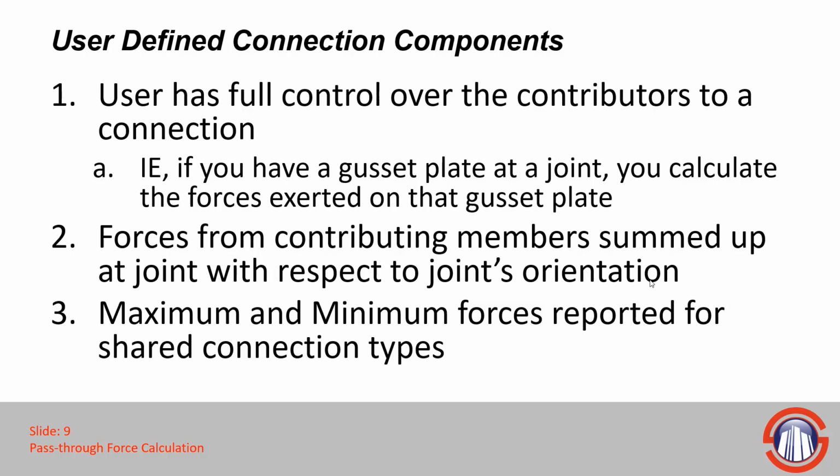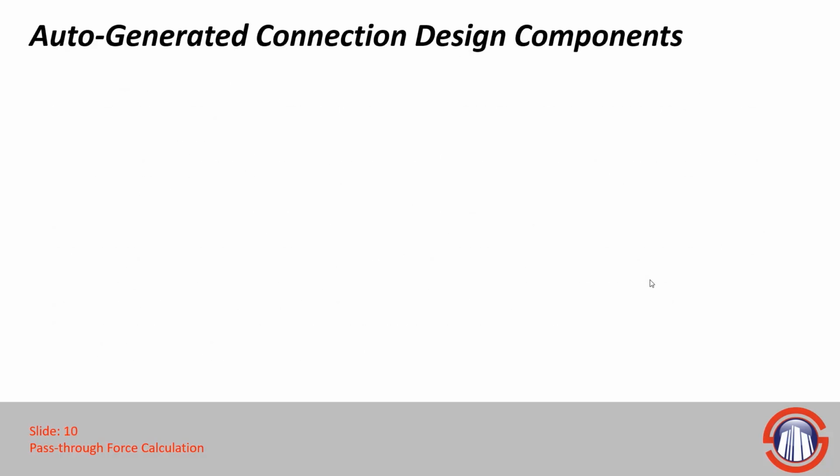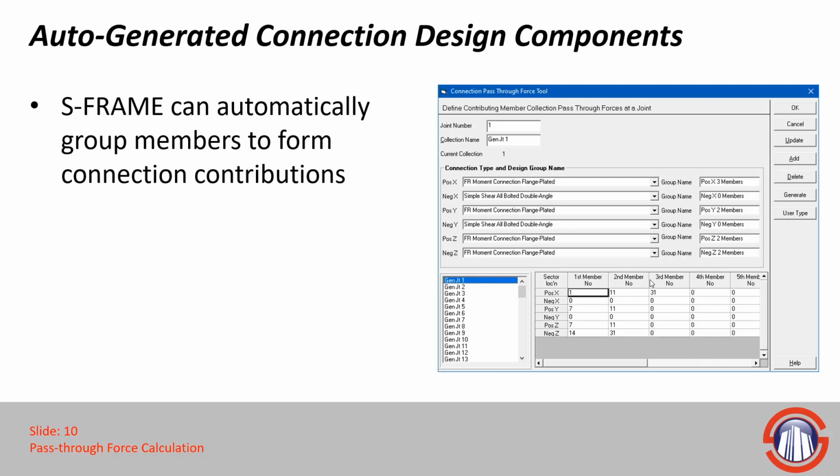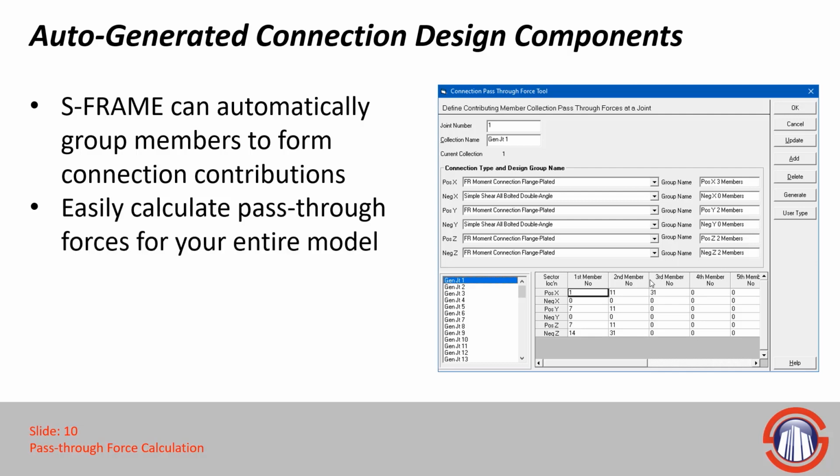And this is using the more manual method for assigning member pass IDs to individual member ends. There's also the automatically generated connection design component method. It's a bit of a mouthful here, but it is very powerful. So S-frame can actually automatically group members to form connection contributions for you based on the geometry that's connected to a specific joint. So you can easily calculate pass-through forces for your entire model without having to go through and assign member pass IDs to each individual member end.